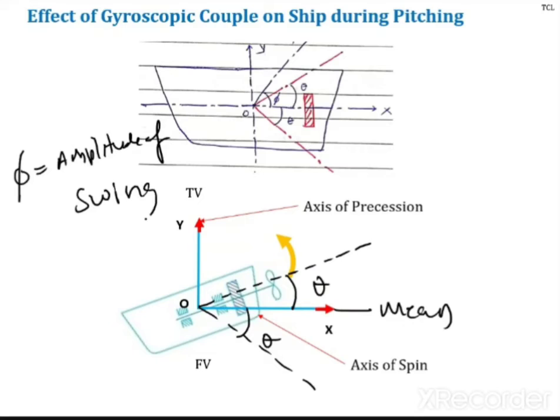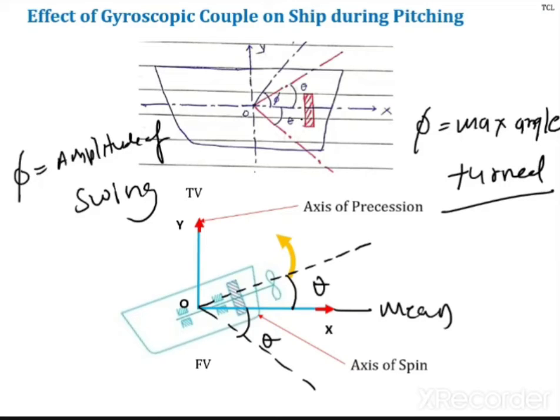Now, what is swing? Amplitude of swing. Amplitude of swing means what? Maximum angle. Phi is also called the maximum angle turn. See, theta is nothing but what? Theta is the angular displacement of the axis of spin OX from the mean position. And phi is also an angular displacement, but it is nothing but the angle of swing or amplitude.